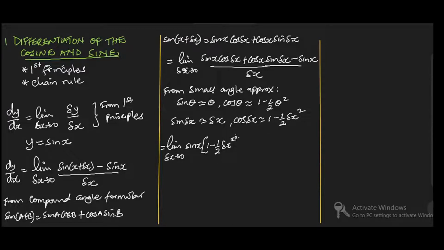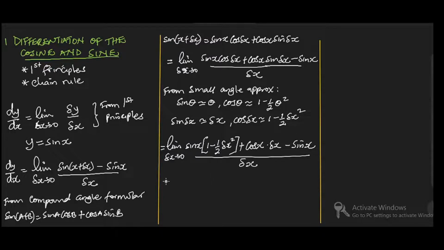Please don't forget the squared, plus cos. Our cos x remains. We have our cos x times sine of the small change in x, which will be the small change in x, minus our sine x. All this, please don't forget that we are dividing through by the small change in x.